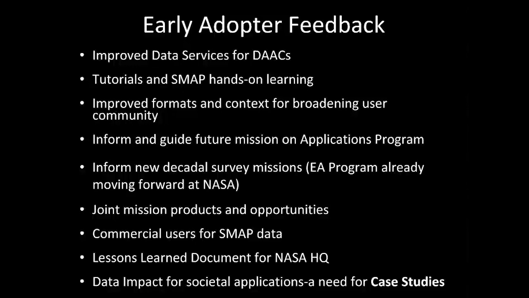We have joint mission product opportunities where we work with other organizations and missions, like ESA and SMOS, and we work with the carbon monitoring system. We work with ICESat-2, who is also looking at early adopters. And then we take the lessons learned and move them all the way up to NASA headquarters, so this can be implemented organization-wide. Moving forward, for the new decadal survey and the next 10 years of satellites, you will see applications as a formal program, as a required process.